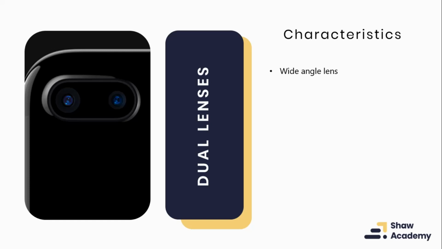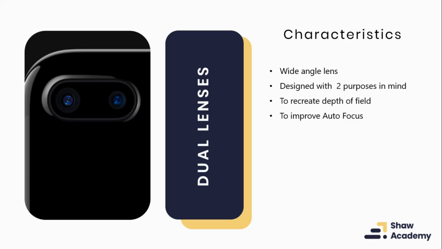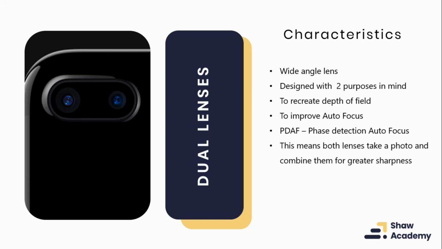So it's usually a wide angle lens. It's designed with two purposes in mind. One is to recreate depth of field, and the other is to improve autofocus. Okay, so it typically will use something known as PDAF, which is phase detection autofocus, where it's able to gauge the depth of our subject, how far away our subject is, and get a much better autofocus. Because it's using two lenses at slightly different angles, it can actually gauge that distance a lot better.